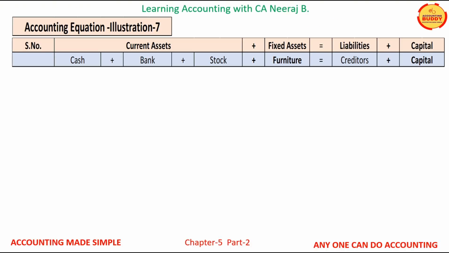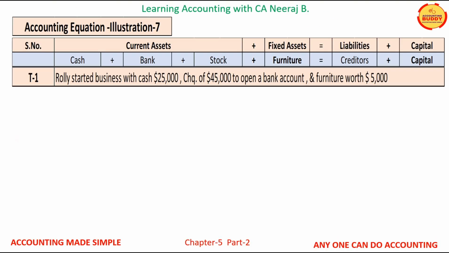Let us discuss illustration number 7. Transaction T1 on your screens is Rolly started business with cash of $25,000 and a deposit of $45,000 by check in the bank, and also transferred furniture worth $5,000 for the business use.